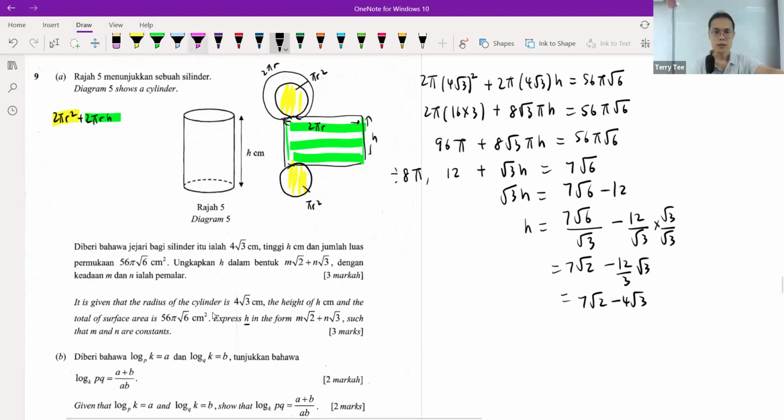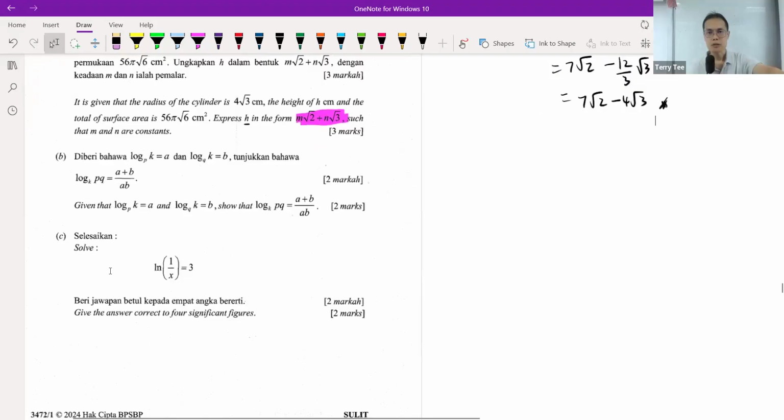So you see your answer is in this form, 7 root 2 minus 4 root 3, which I got. Therefore, your m is 7 and your n is negative 4. Do you need to write down the value of m and n? No need, I just have to express it in this form.